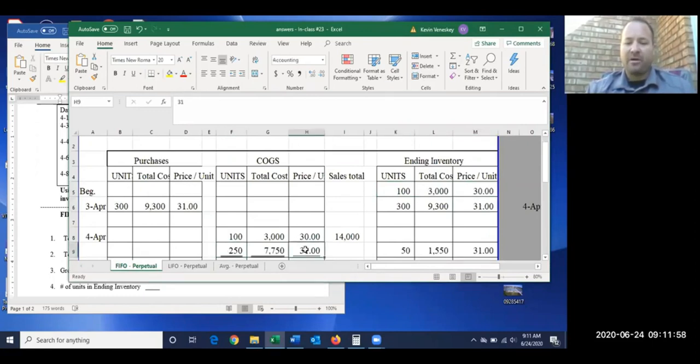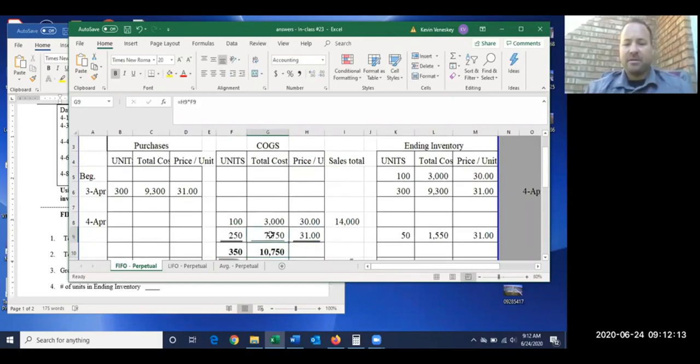So these two are my actual numbers. These two I actually need to fill in. This is what I'm going to use as my formula. I'm going to say, okay, 250 items at 31 bucks a piece. So those cost me that. The total 350 items that I sold cost me $10,750. And remember, what I brought in was 14 grand. So I have a nice little profit there.